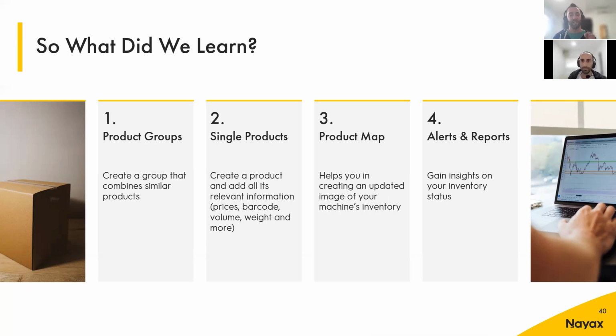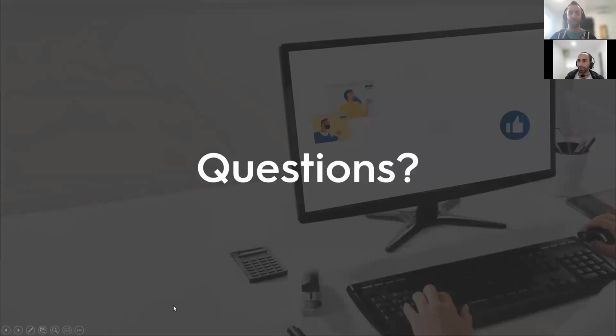Then we've created a single product, and we've shown you why adding a product into a product group is very important, including all of the information that you needed on the product and adding a product image, of course, as well. We continued by creating a product map, which is the visual representation of your current inventory status in your machine. And then we finished it off with the alerts and the reports that you can set on a specific machine or on your account so that it will be available to all of your machines. So this is the final part of our webinar.